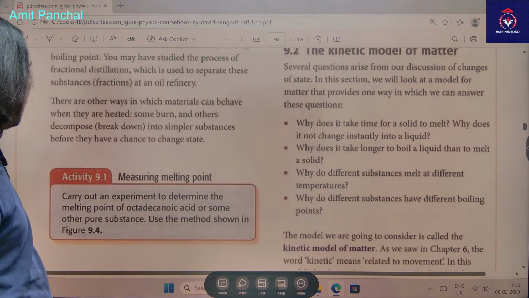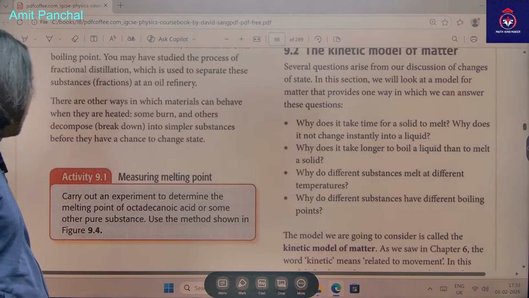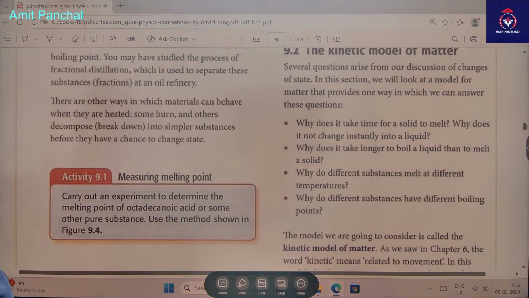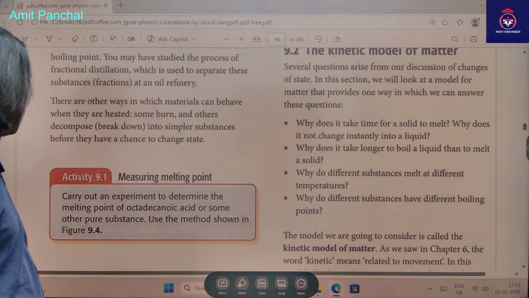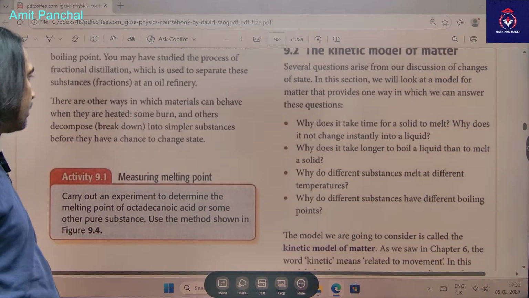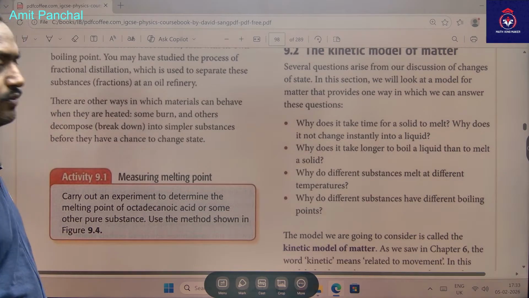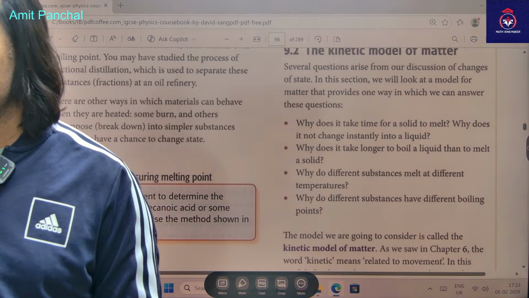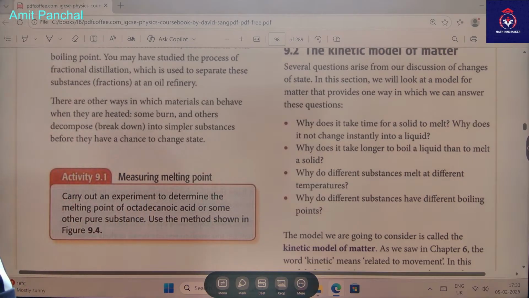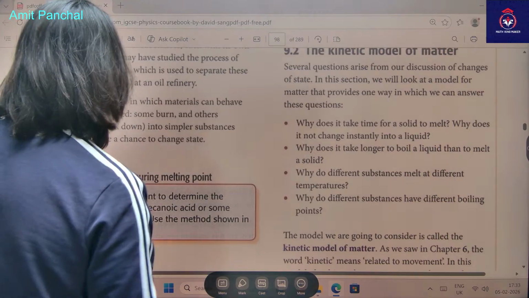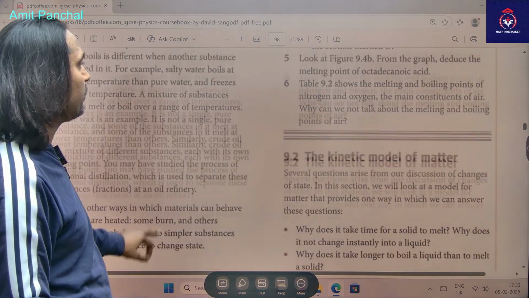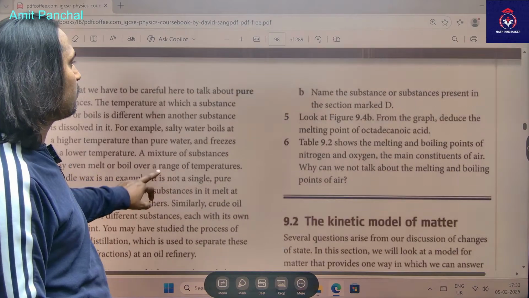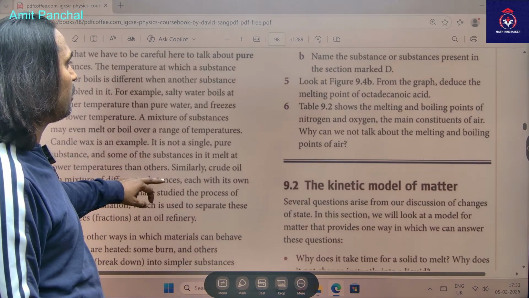How can you measure melting point? Carry out an experiment to determine the melting point of octadecanoic acid or some other pure substance. Use the method shown in figure 9.4. Is there lab practical in your school? No, sir, there are no practicals. Okay, so we will not study that. Name the substance present in the section marked D. Look at the figure.